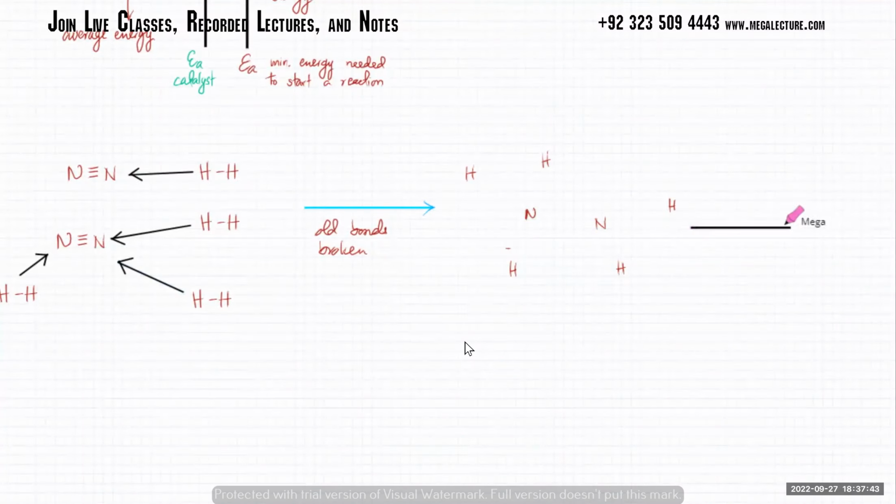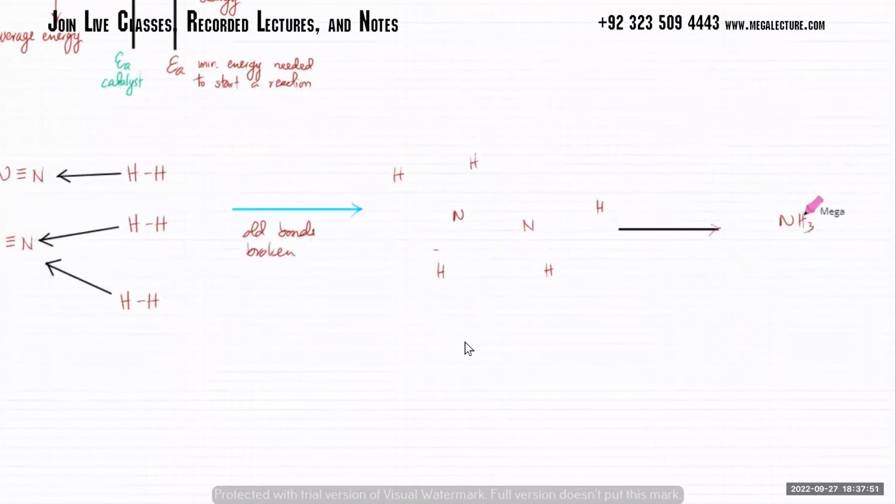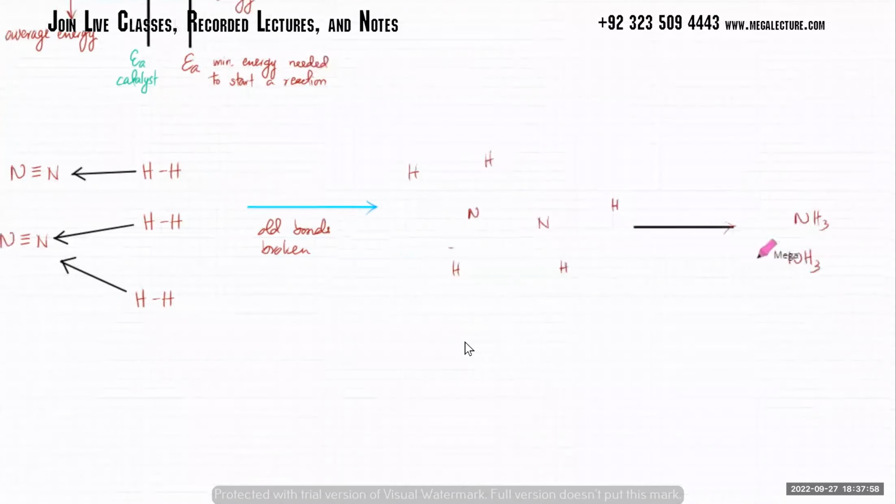After that, they'll just end up forming two molecules of NH3. You'll have one molecule of NH3 and then another molecule of NH3. So you'll end up with two molecules of NH3.